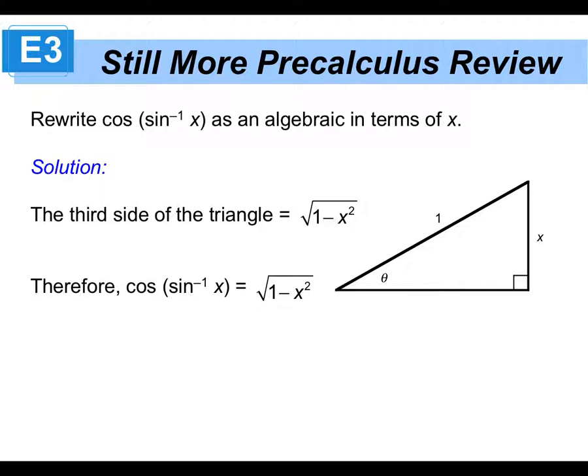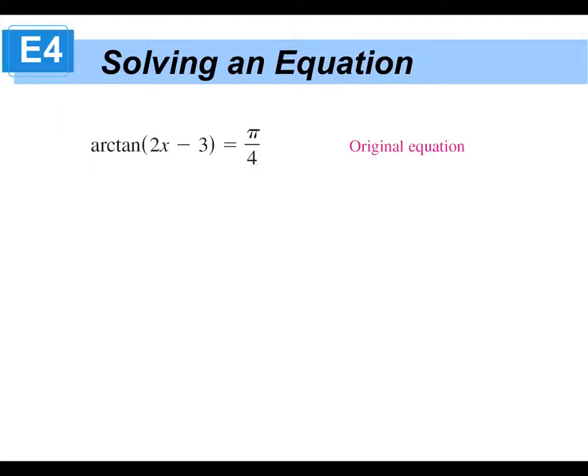One last thing for now, solving trig equations. When you're solving an equation, we have a basic rule, and that is whatever you do to one side of the equation, you have to do to both sides. What do I want to do to both sides of the equation to solve this? How do I undo an arctangent? Take the tangent of both sides.